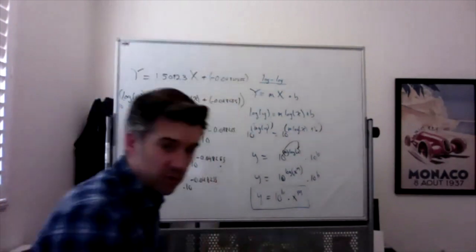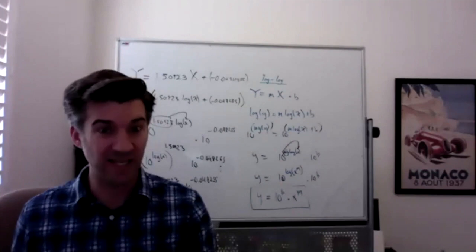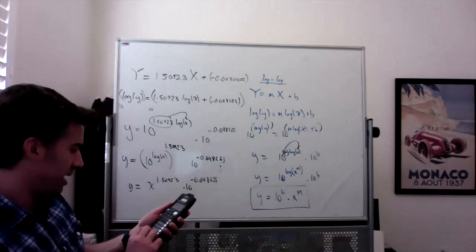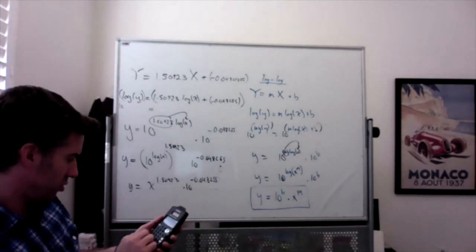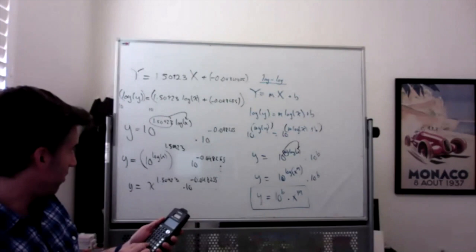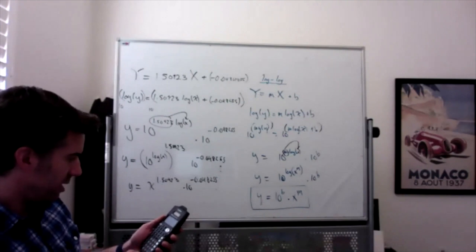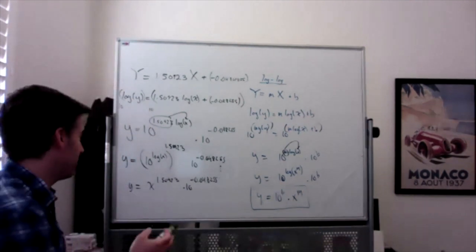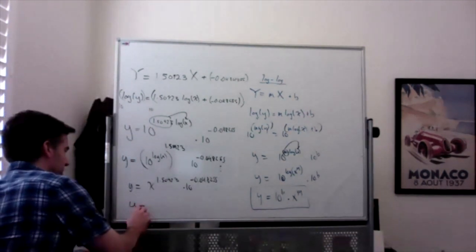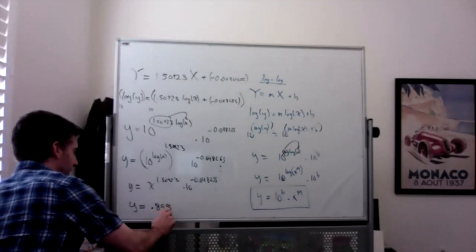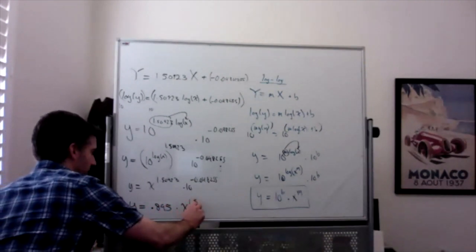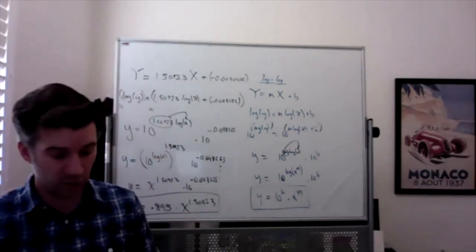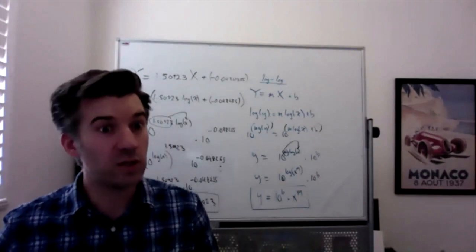And I personally would choose to leave it like that because that feels more right to me. But we could also get the approximation. So we could say that 10 to the negative 0.048255 is about, I'm going to cut it off at 3 decimals, about 0.895. So y is equal to 0.895 times x to the 1.50923. And that is the power function that fits the original data.